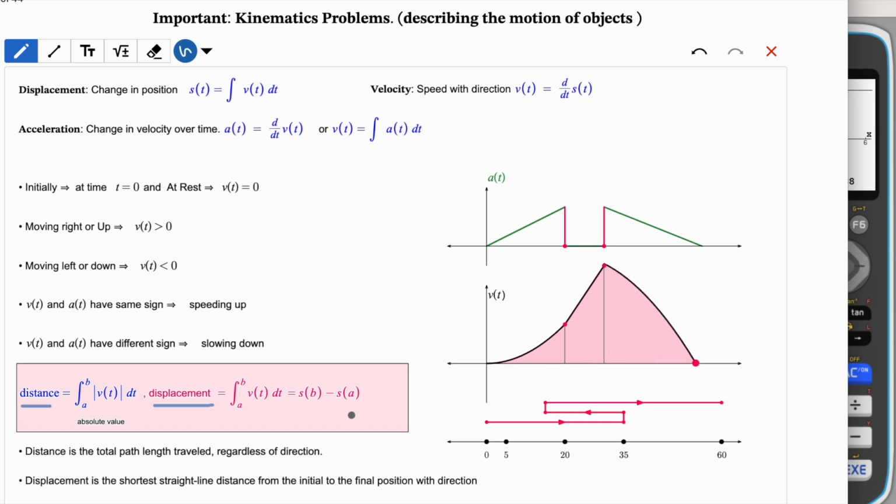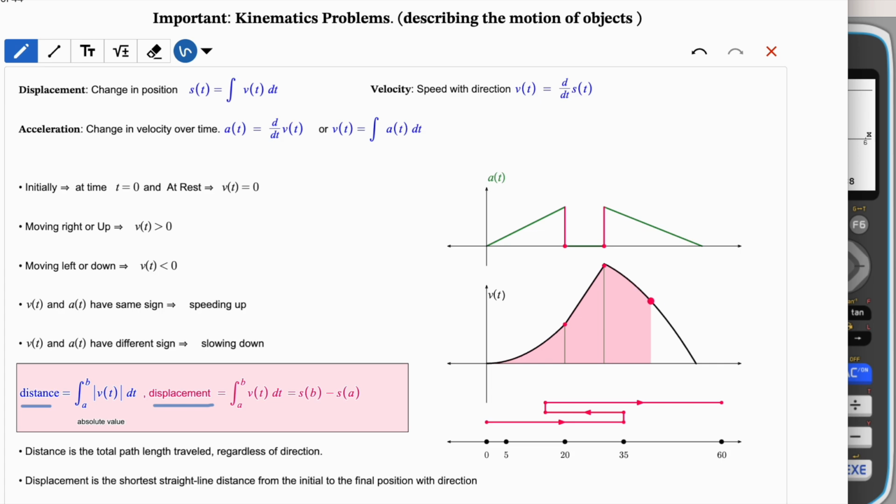So when you have equations of velocity time, right, velocity in terms of time, distance can be calculated from A to B. These are time intervals from A to B. So you can actually integrate the absolute value of velocity function. That is going to give you the distance. But if you have a displacement, then you don't need to consider the absolute value, because displacement is the final minus initial. So that's what we use. So SB minus SA. So let's get started with the first question.